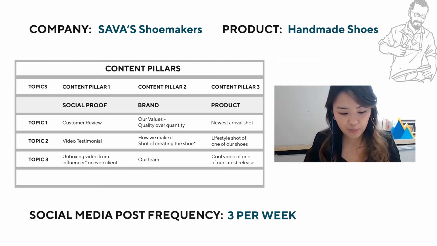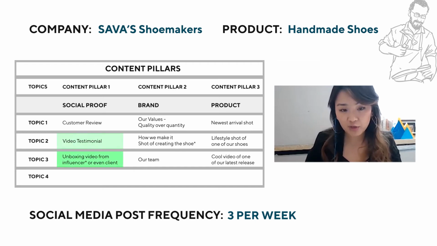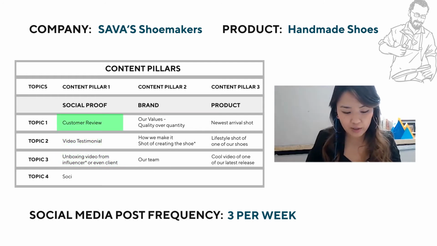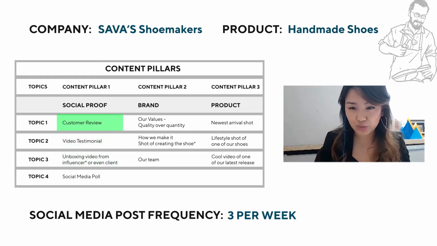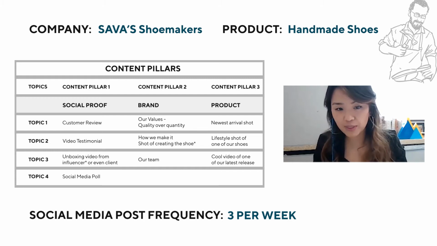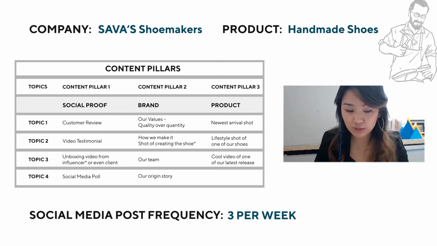And lastly, for topic number 4, we've done unboxing, we've done video testimonial, we've done customer review. We can do a social media poll. And let's see, for brand, for our 4th topic, we can do our origin story, like how we came about. And for product, again, here we can do a special offer.